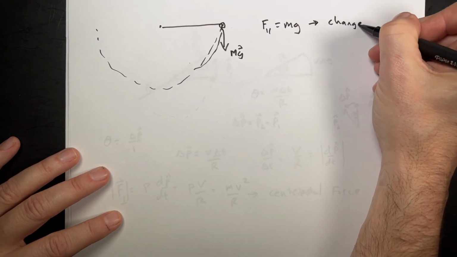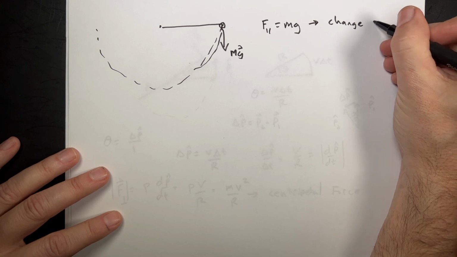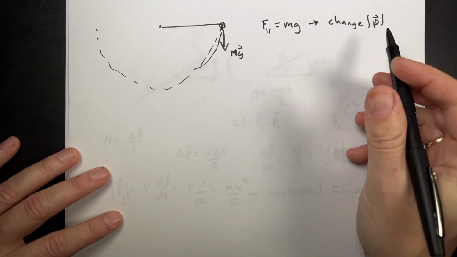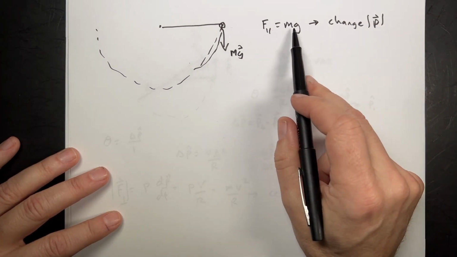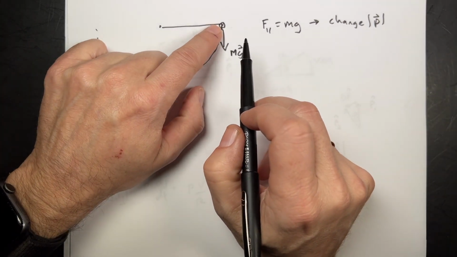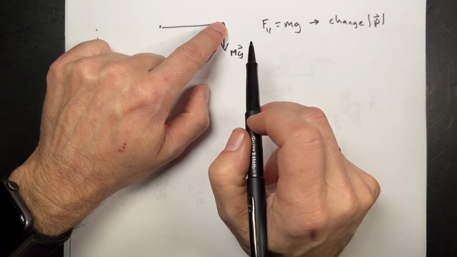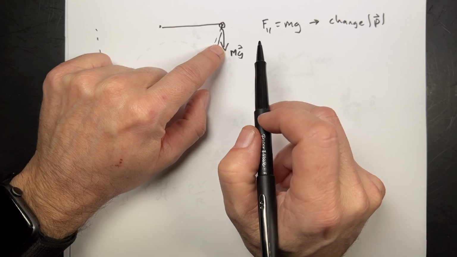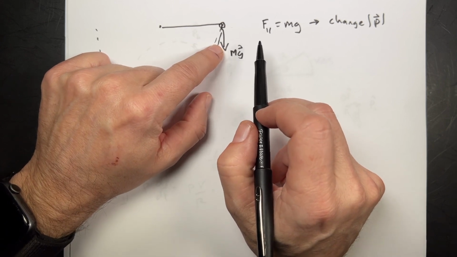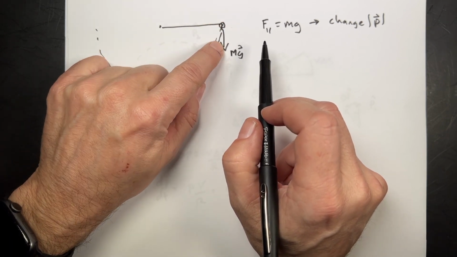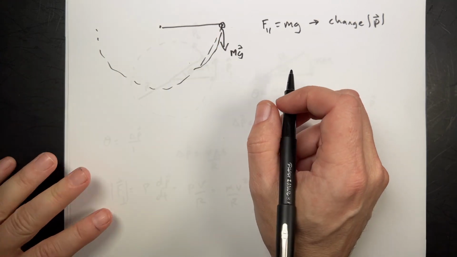So this changes the magnitude of P because it's in the same direction. And so what that means is it's going to speed up. So when I let this go from rest, the only force is it's not going to change directions because it's not going in that direction. It's just going to increase the magnitude of the momentum, and that's what that does.